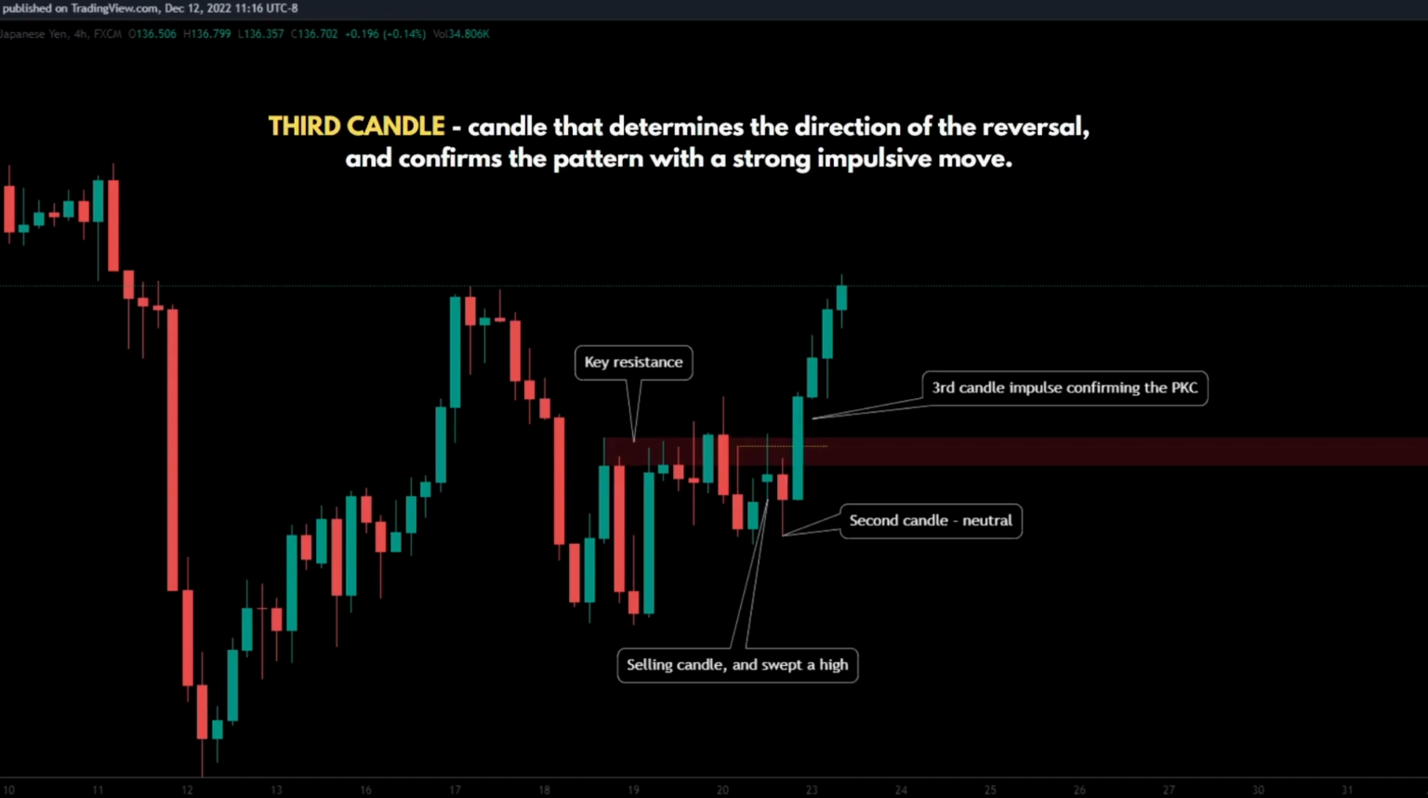Third candle is the impulse candle. Third candle is this one, confirming the PKC. So it pretty much broke up above the key resistance in red and showed an impulsive move here. After the impulse, you get 1, 2, 3 more H4 green candles, so that confirms the impulse.